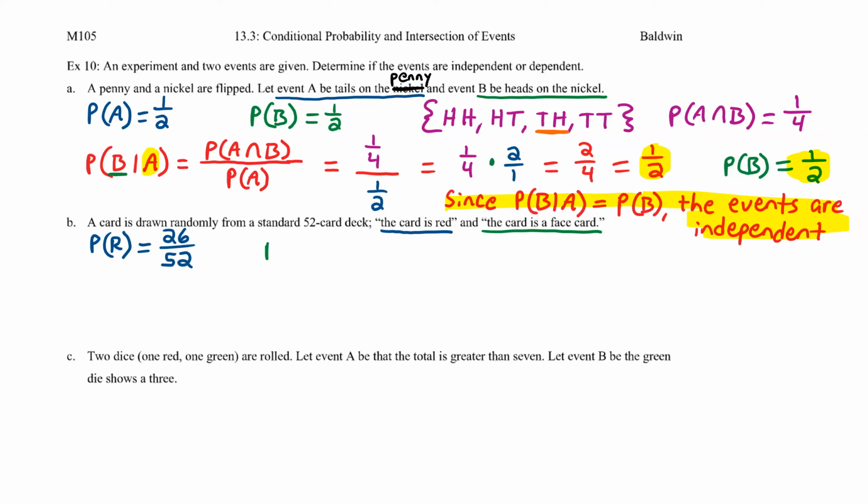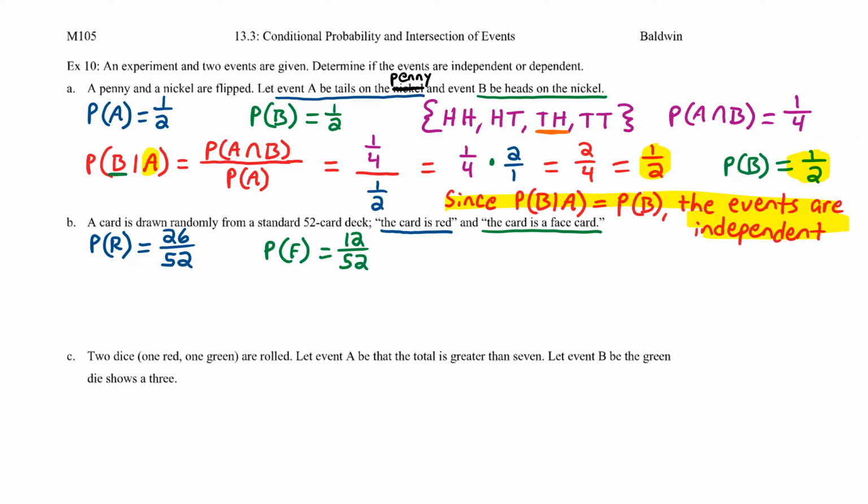The probability of drawing the face card for event B, okay, we've talked about this in class. The only face cards you have in the deck are the king, the queen, and the jack. So there are 3 cards in all 4 suits, so that gives us 12 out of 52.